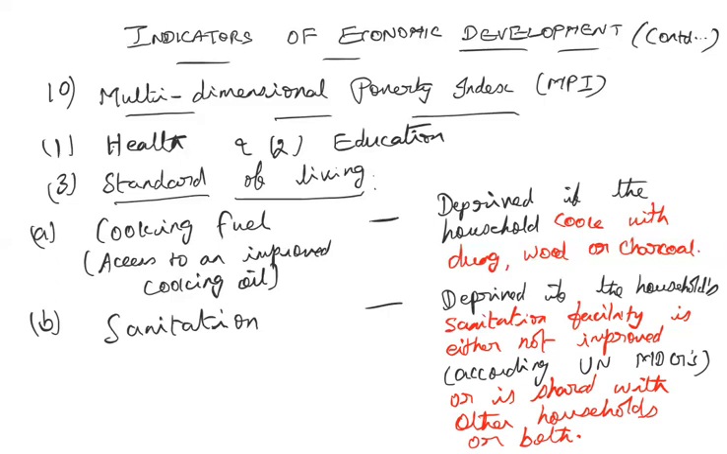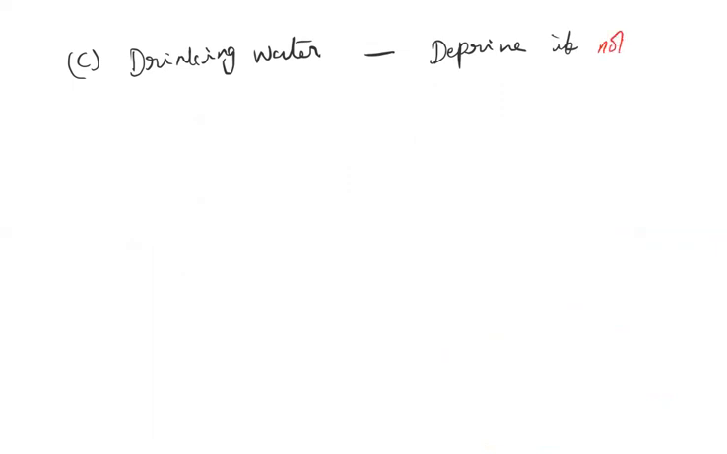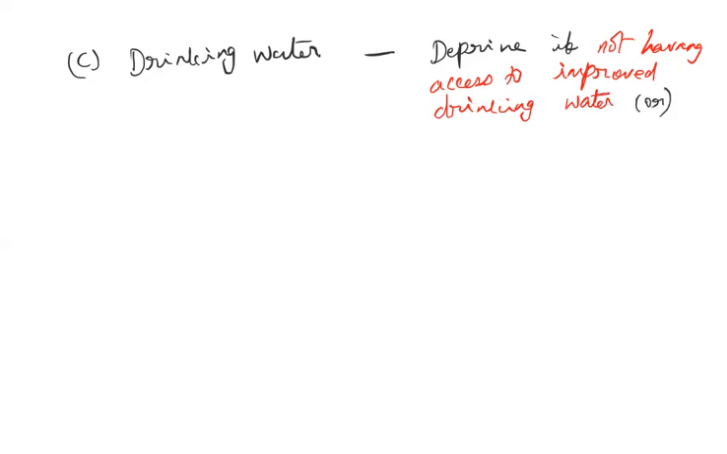Okay. Then the next important parameter in standard of living, the third one, is drinking water. To what extent the household has access to proper drinking water. Basically the household is considered deprived if not having access to improved drinking water, or even if they have the accessibility, it is not available in their house, they have to make a round trip of 30 minutes from their house. They have to walk for 30 minutes and get the water. So the total round trip takes 30 minutes for them. If that is the kind of accessibility they have, then they are deprived of proper access to drinking water.